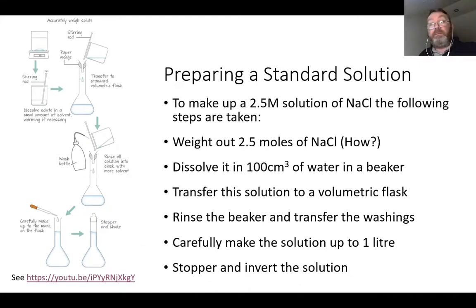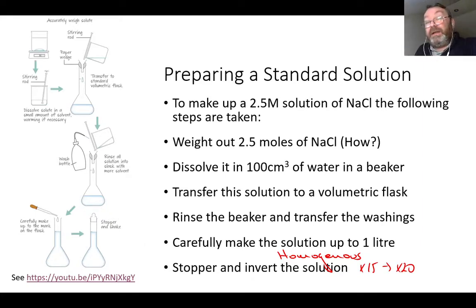And the last thing to do, once you've done that, is to stopper it and to invert the solution. Now, some people say, how many times should I invert? I would say between 15 and 20 times. And the reason for that is to make sure that all the solute has been distributed equally through all the solvent, and so that your solution is homogeneous. That's a very important word. Homogeneous simply means that it has the same molarity from the very beginning right down to the very end, that you've distributed the solute throughout the entire solvent.